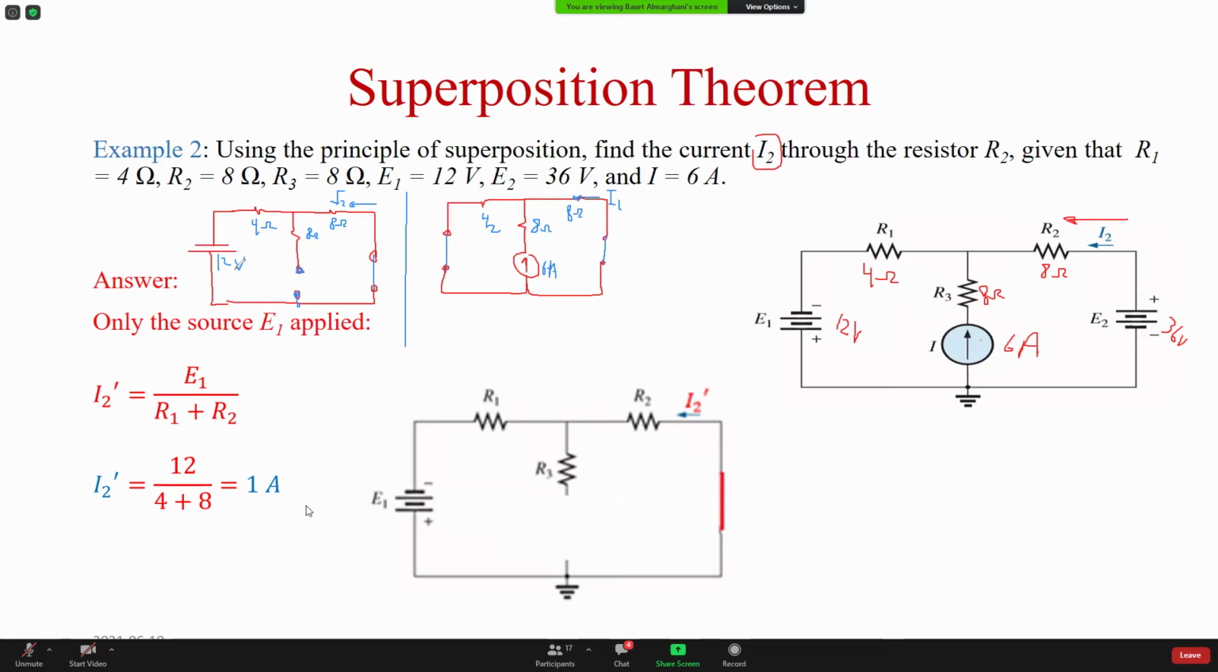So the first circuit is the first source, the second circuit is the second source, then I need a third one. The third one is this source, the 36, so we have this.